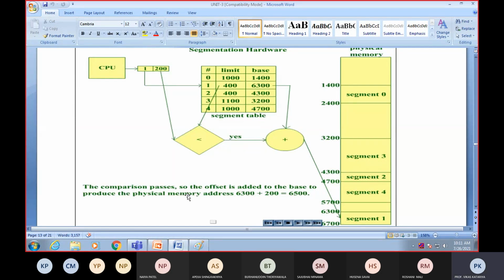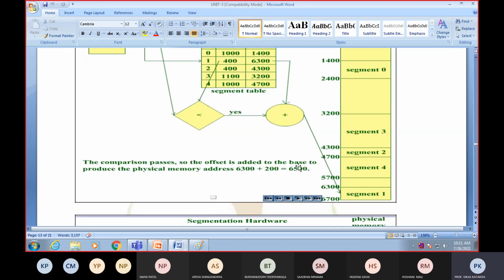The comparison passes, so the offset is added to the base address to produce the physical address, which will be 6300 plus 200. 6300 is the base address of segment number 1 and 200 is the line which we intend to read. So 6300 plus 200 becomes 6500. That is the address we intend to read, so we approach this address 6500.